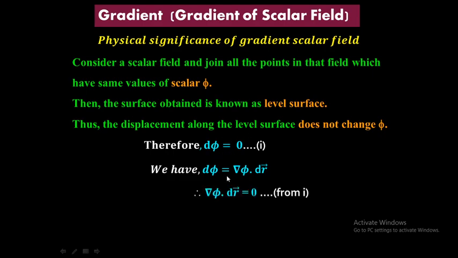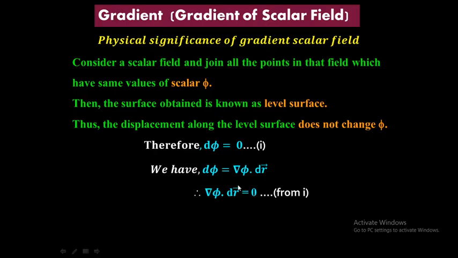So we'll get the equation del phi dot dr vector equal to 0, which means the dot product of these two vectors is 0. Del phi is a vector quantity, dr vector is a vector quantity, so the dot product between these two vector quantities is 0.